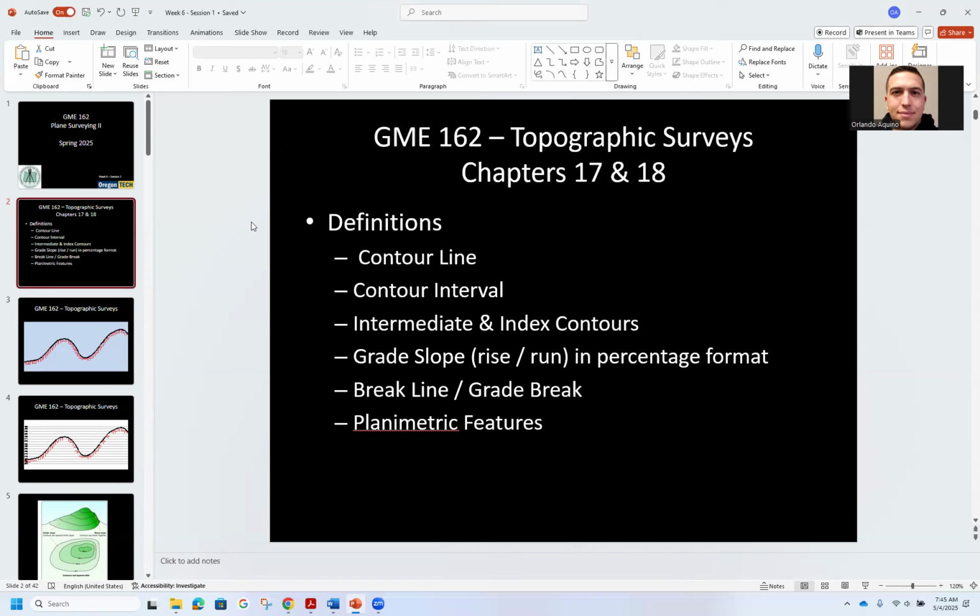All right, so definitions. We're going to have contour lines. We're going to have contour intervals. We're going to have intermediate and index contours. We have grade slopes, which is rise over run in a percent format. We have grade break or break lines, and we have planimetric features.